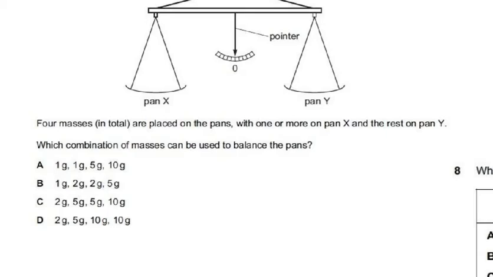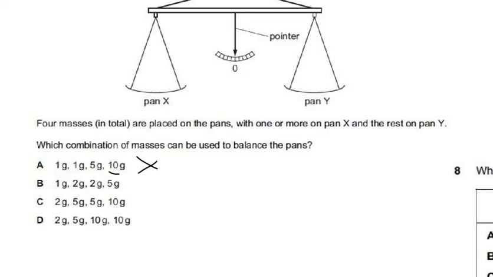So let's start here. We have 10 and then we have 5, 1, and 1. You can see it already right away. 5 plus 1 plus 1 is 7. You can't get up to 10. There's no way you could balance those pans with this one. So it's not A.